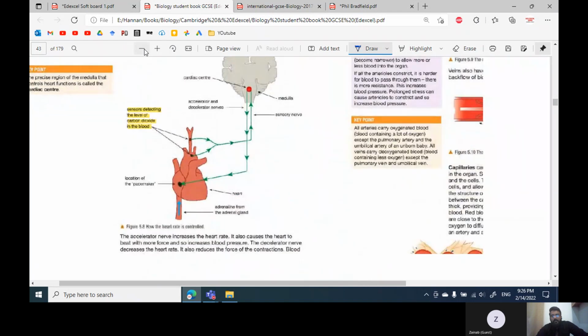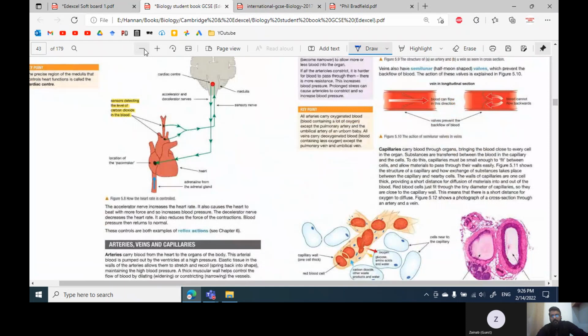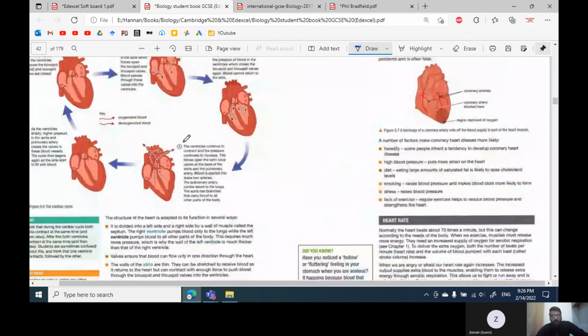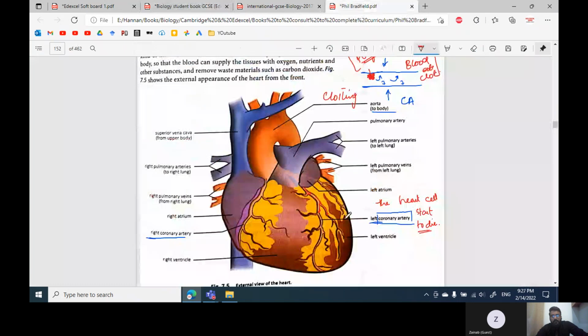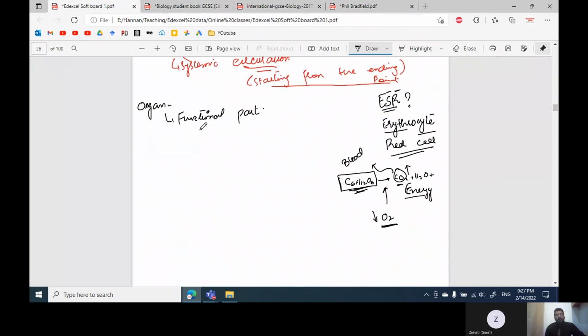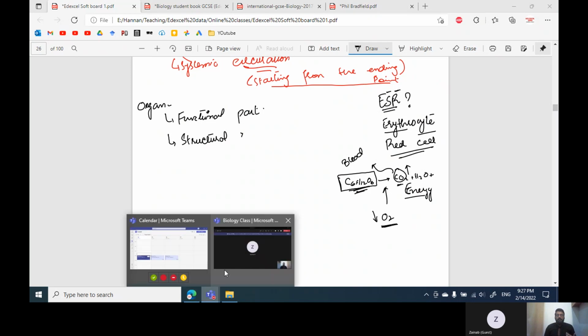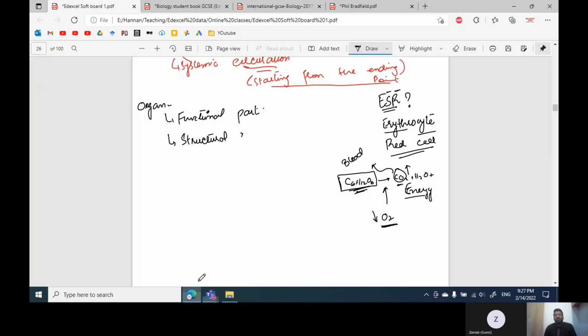But the importance of the coronary artery is very vital, because the heart is going to get the oxygen for itself through it. I was going to tell you that every organ has two parts. One is the functional part and the other is the structural part. What we are talking about now is the structural part. The heart has the functional part as atria and ventricles, but the heart needs the oxygen for the structural part. So that structural part is vital.